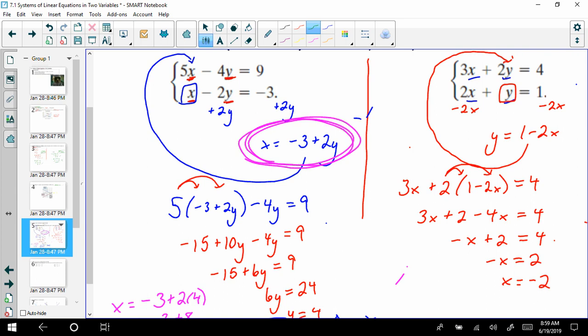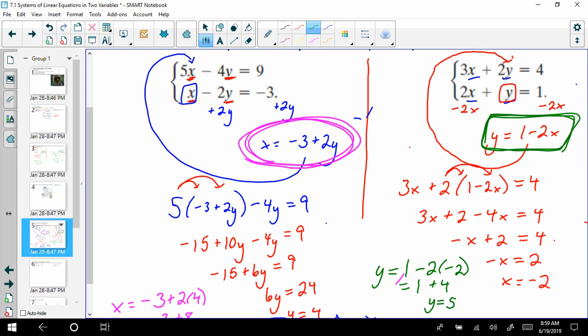So now that I have that answer, I'm going to substitute it back in, and I would put it into where we had y alone. So y equals 1 minus 2 times negative 2. So that would actually be plus. So I get 5. The last step is to write your solution as an ordered pair. Make sure the x-coordinate is first. So negative 2 comma 5 is the solution of the system.